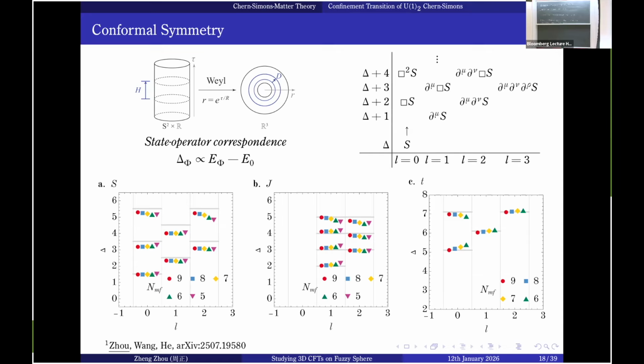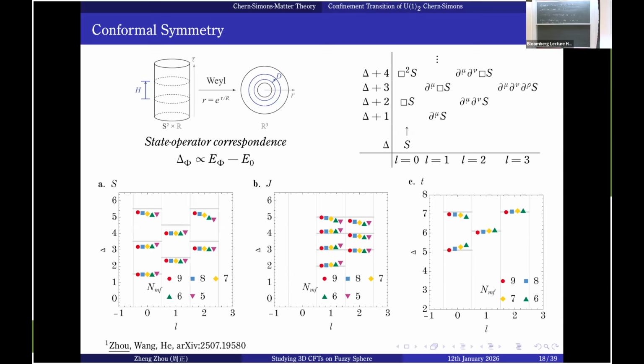We have to truncate the boson Hilbert space, since the number of bosons has a maximal value. So for example, when N_M equals 9, there are at most 9 bosons. So it is a finite Hilbert space.